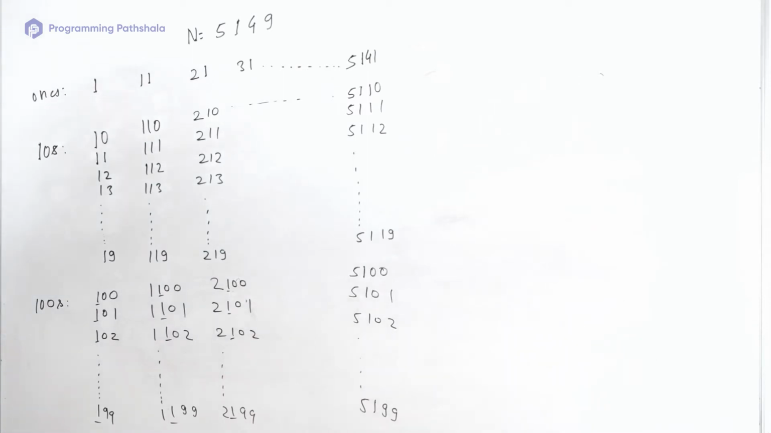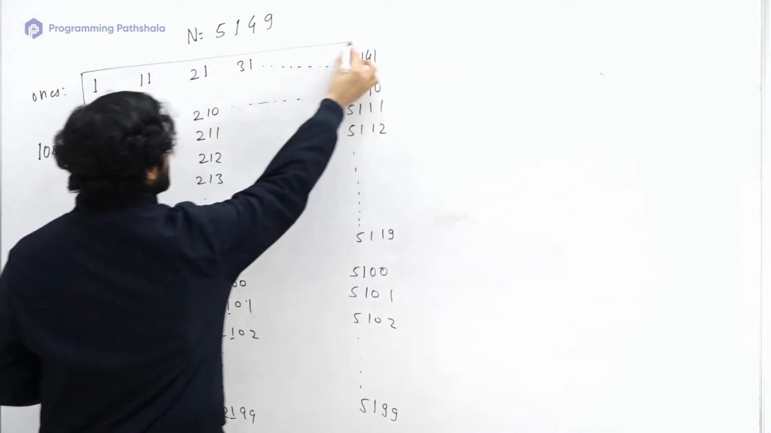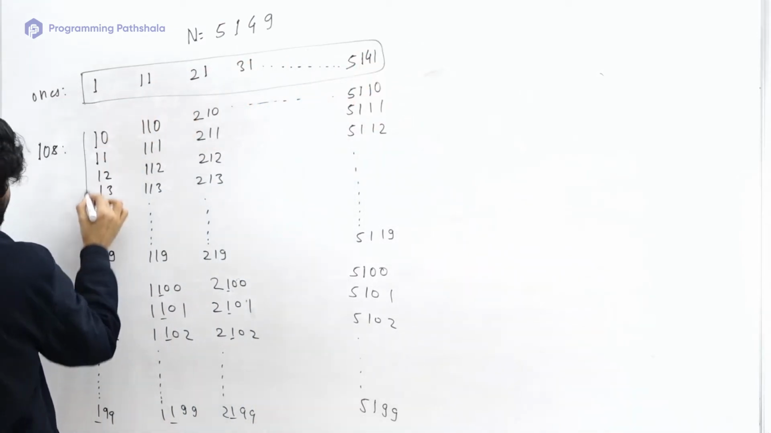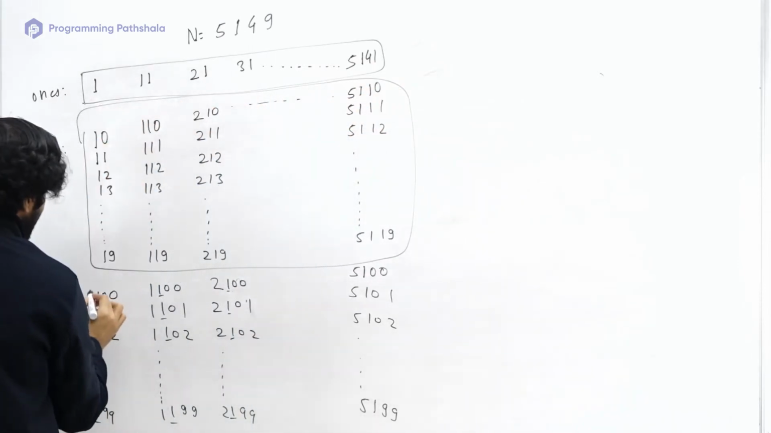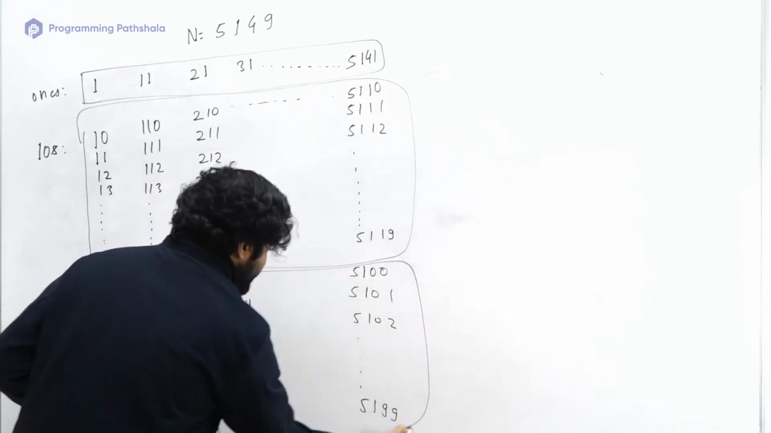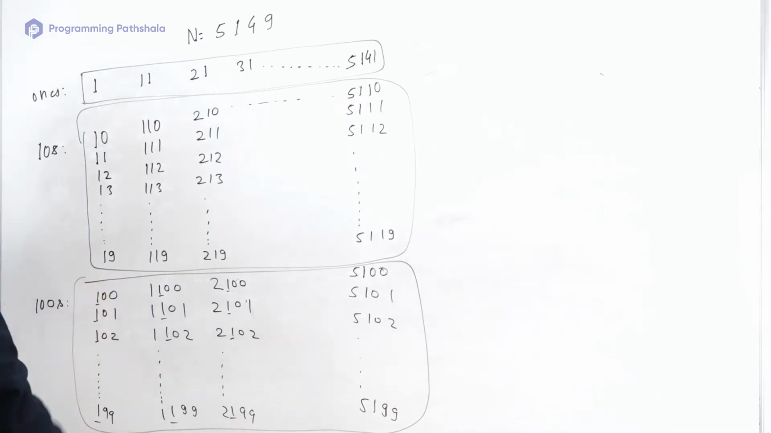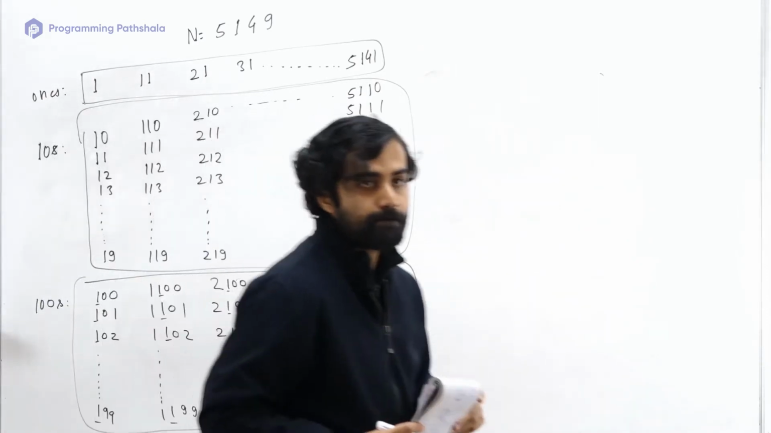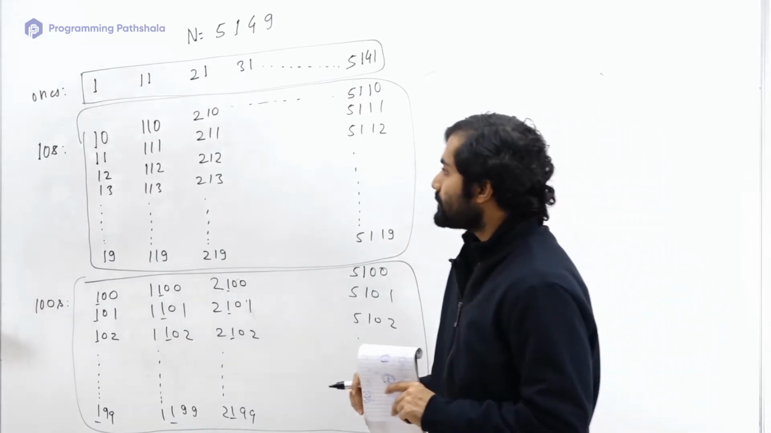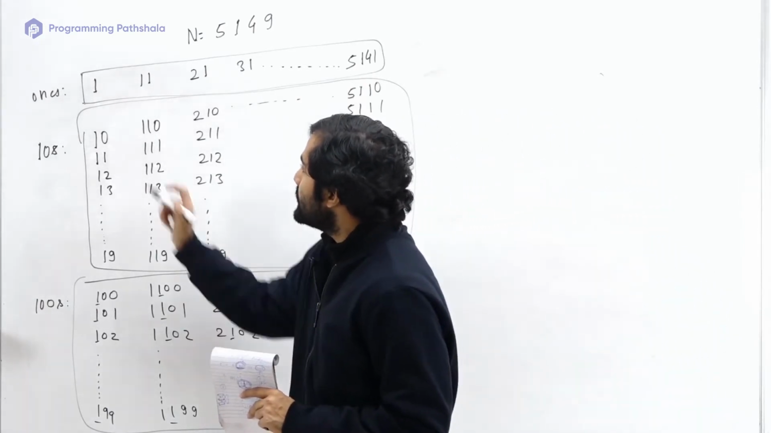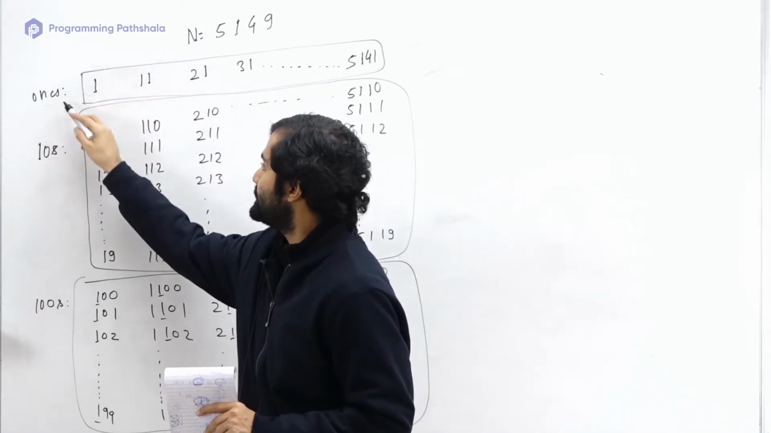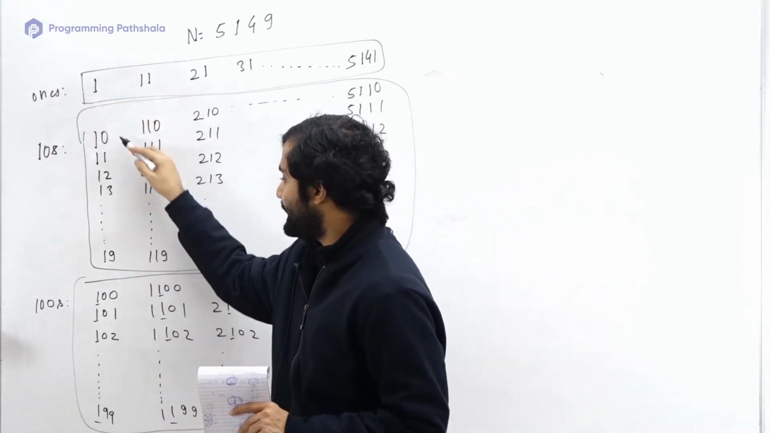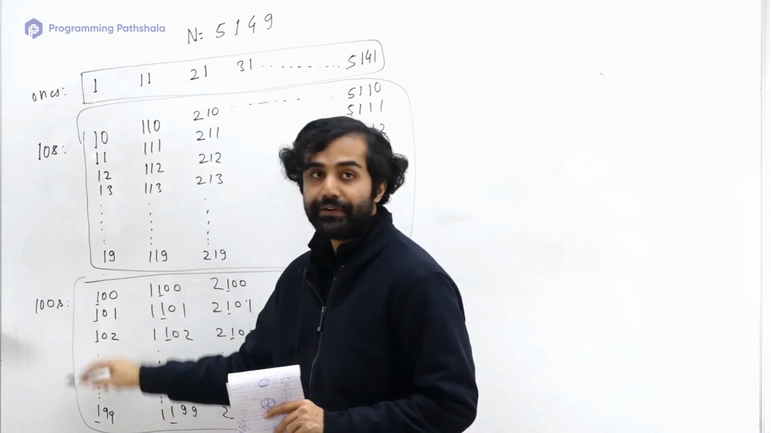Guys, I think this is a very interesting pattern. So look at this as a whole, then look at this as a whole, and then look at this entire thing as a whole. You will definitely observe one thing. If I call this a chunk size, this is the chunk size for ones, this is the chunk size for tens, this is the chunk size for hundreds.